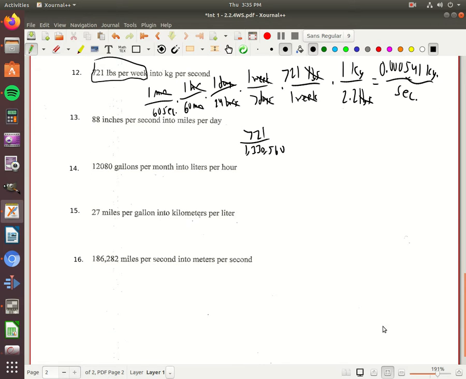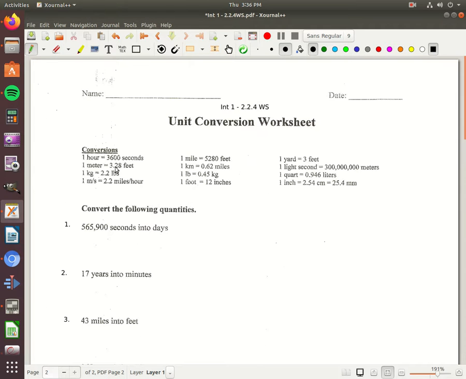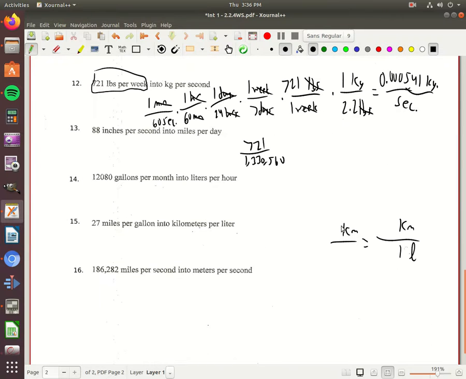Let's go and do one more of these things just to make sure we're all on the same page. Let's go 27 miles per gallon into kilometers per liter. So I want to know how many kilometers are in 1 liter. Again, I have to do kilometers on top, and I want to convert to miles. So how many kilometers are in a mile? 1 kilometer is 0.62 miles, and now miles goes on top. I have 27 miles, and it tells me right here it equals 1 gallon.